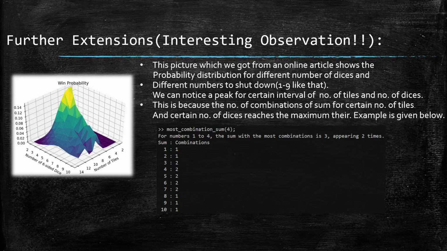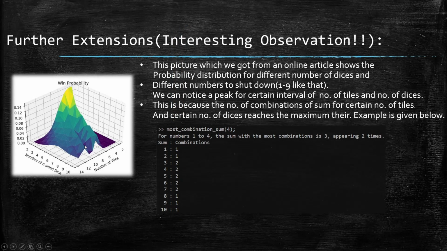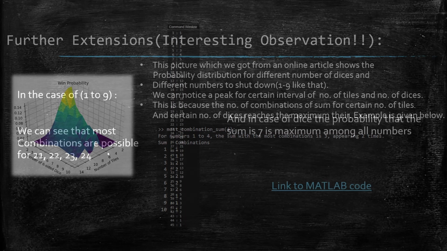And then also, if we do this for the window from 1 to 9, we can see that 21, 22, 23 and 24 have the maximum number of combinations possible. This is also related to the maximum probability of getting the sum of two dice, which is 7, the maximum among all the numbers from 1 to 36. So we can see these types of peaks in the probability distribution.